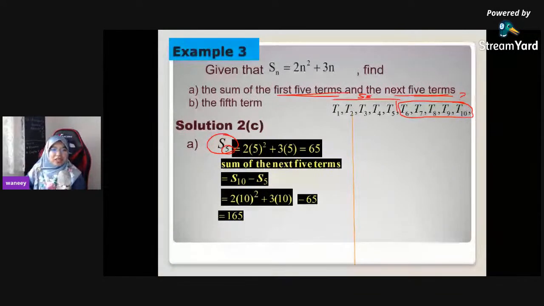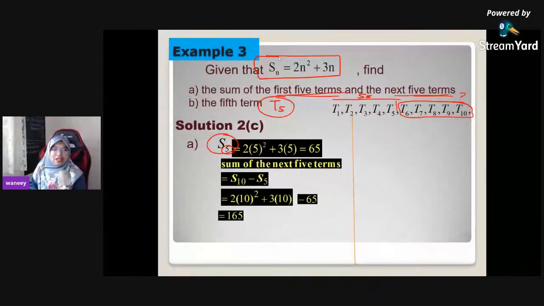Hard to say. Okay, B, the 5th term. Now I want to get T5. Basically I have only been given Sn, so I don't know the value of Tn. So to find T5, I have to use the formula we had before, where Tn is equal to Sn minus Sn minus 1. Because we have the formula for Sn, we have to use the Sn formula to find T5. If we had a formula for T, we could find T directly, but we don't, so we have to use the S formula.